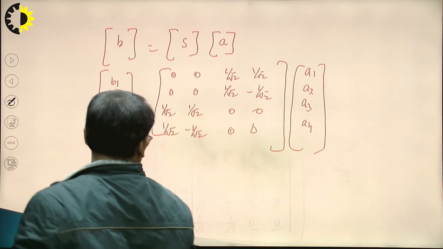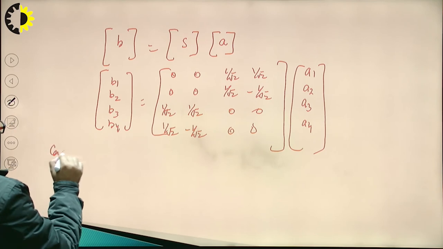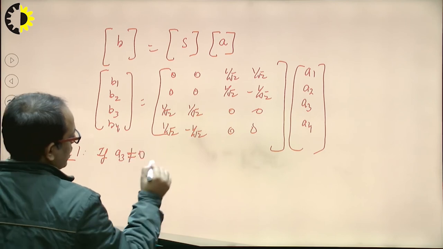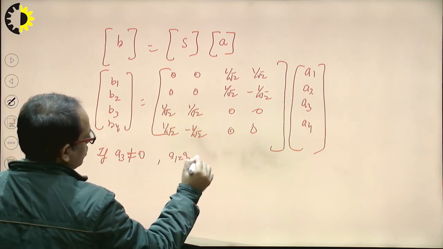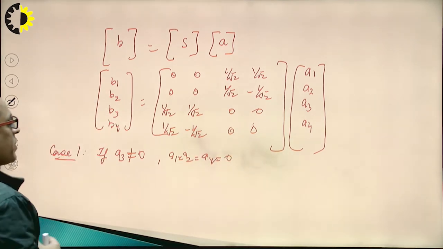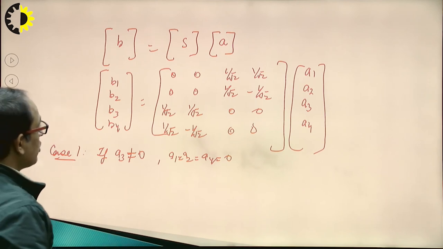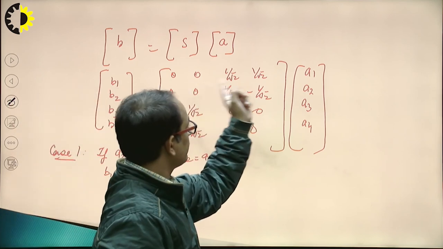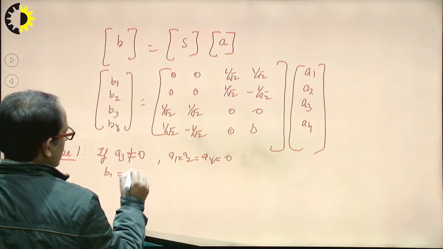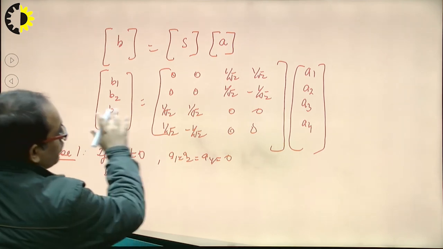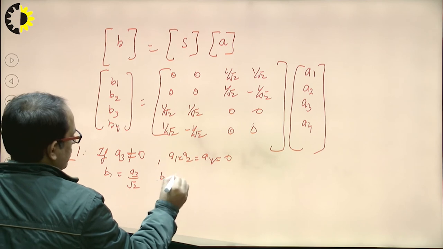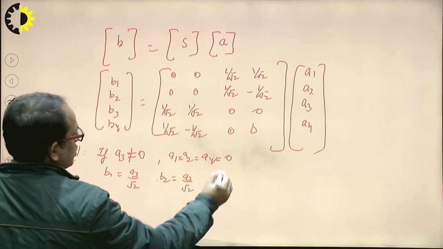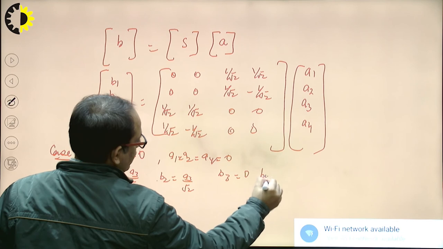Now see, case number 1, we will verify if A3 is not equal to 0 and the rest A1, A2, A4 are 0. It means if I am applying input only at port number 3, what will be the output? You will see that B1 will be equal to A3 by root 2, and B2 will be equal to A3 by root 2, and B3 is equal to 0, and B4 will also be 0.